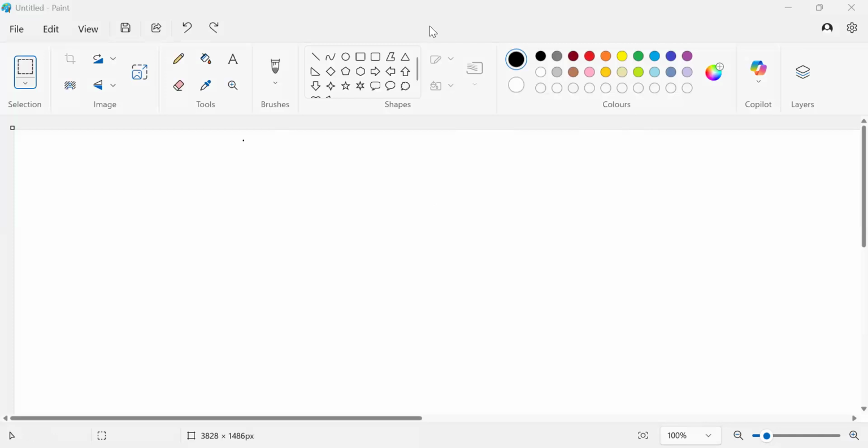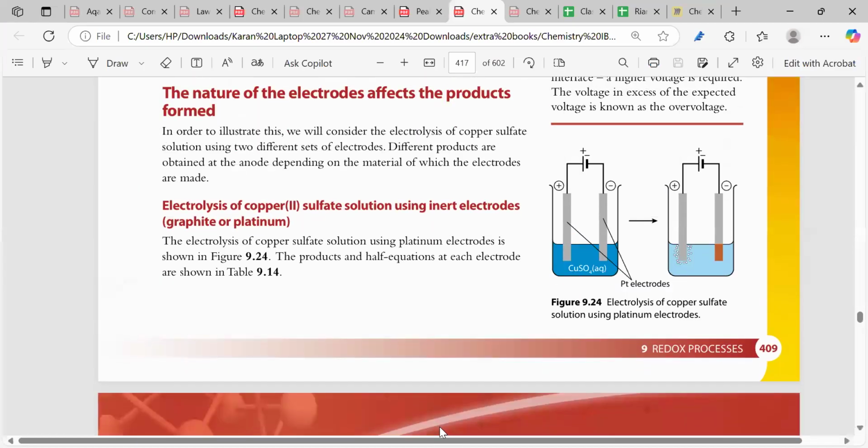Fine. Now we are going to the type of the electrode. Remember one thing, I forgot to tell you another thing. Please write it down. If you are having sulfate, suppose copper sulfate, who will be rushing to the anode? Sulfate ions.